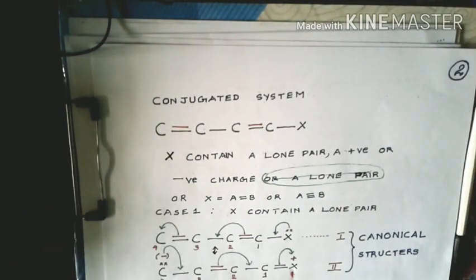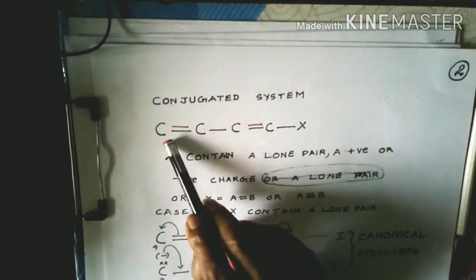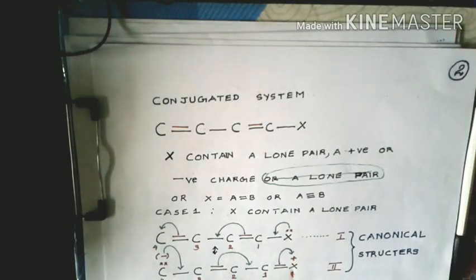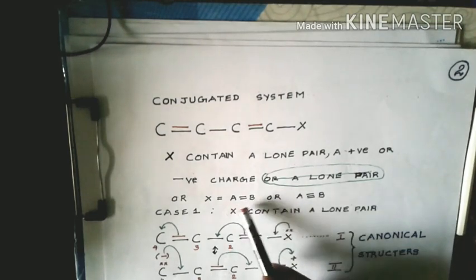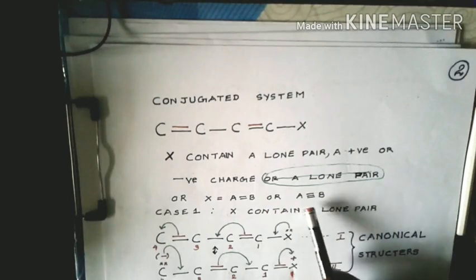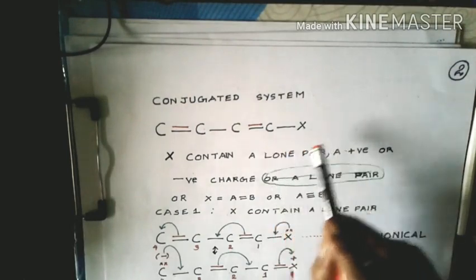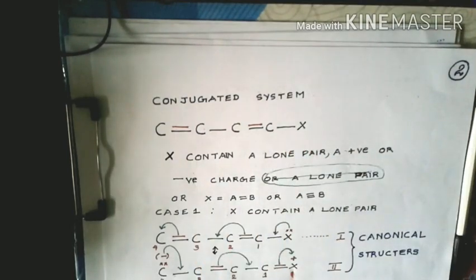Now consider a conjugated system, that is C double bond C, single bond C, double bond C connected to a group X. Now X can contain a lone pair, a positive or negative charge, or X can be equal to a double bonded system, A double bond B, or a triple bonded system, A triple bond B. Now this double bond and triple bond will be conjugated to the conjugated structure. Now in the first case we consider X containing a lone pair.